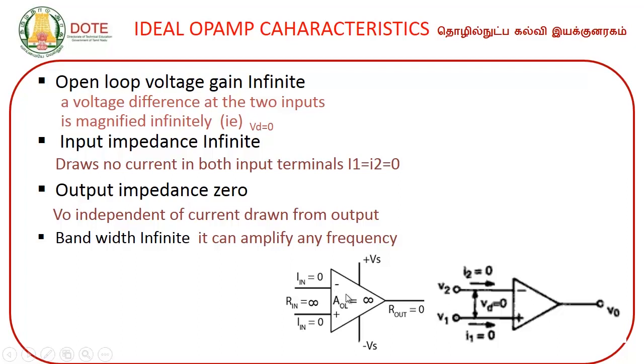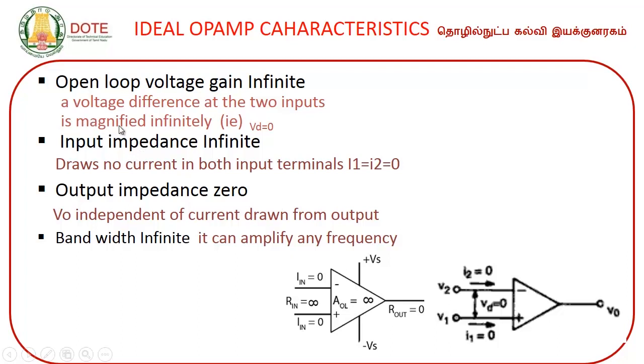An ideal operational amplifier should have open loop voltage gain infinite, right? What does it mean? The open loop differential voltage gain of the operational amplifier should be infinite. Ideally it should be infinite.